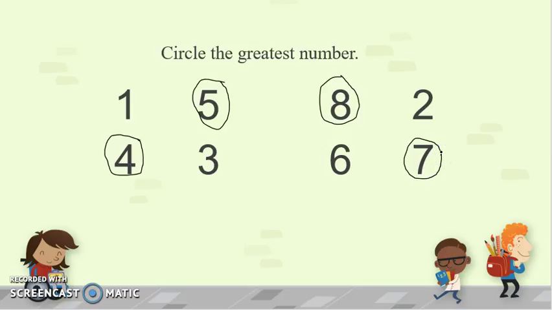So if we were to go through and do our little symbols, we would do the hungry alligator going towards the 5. The hungry alligator would be going towards the 8 because that is greater than. The 4 is the bigger number. Open the little mouth towards the 4. And 7 is bigger, so we open the mouth towards the 7.